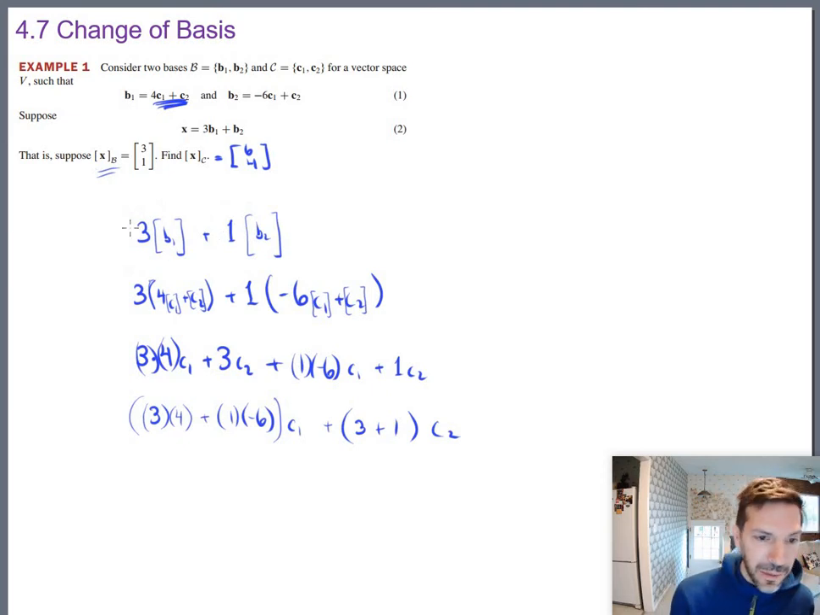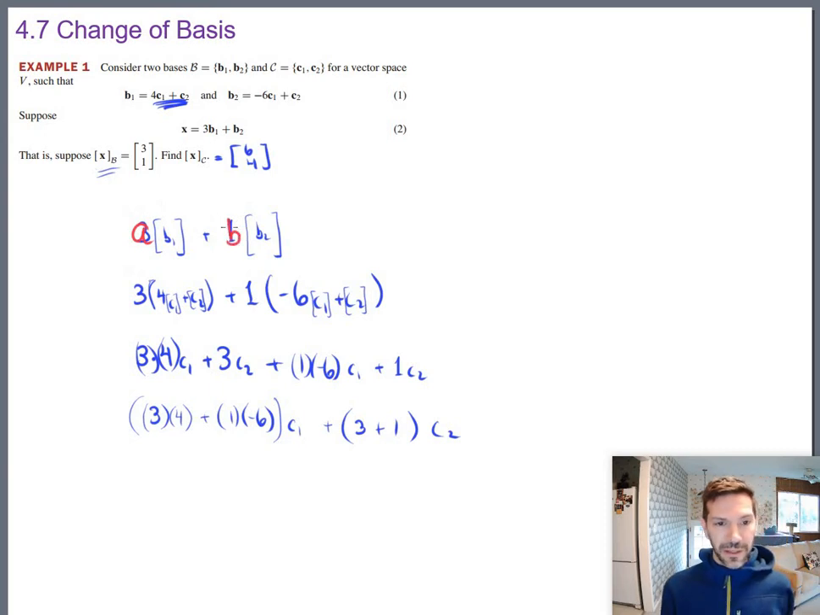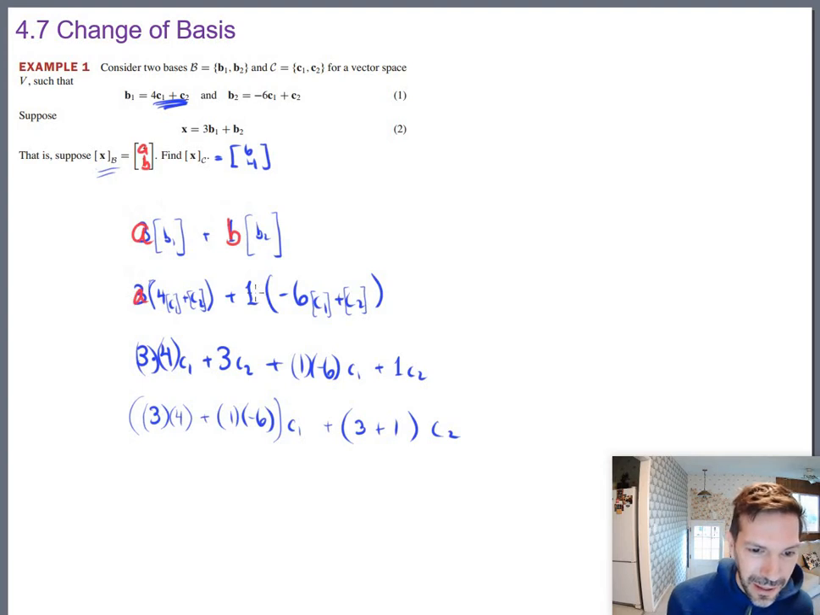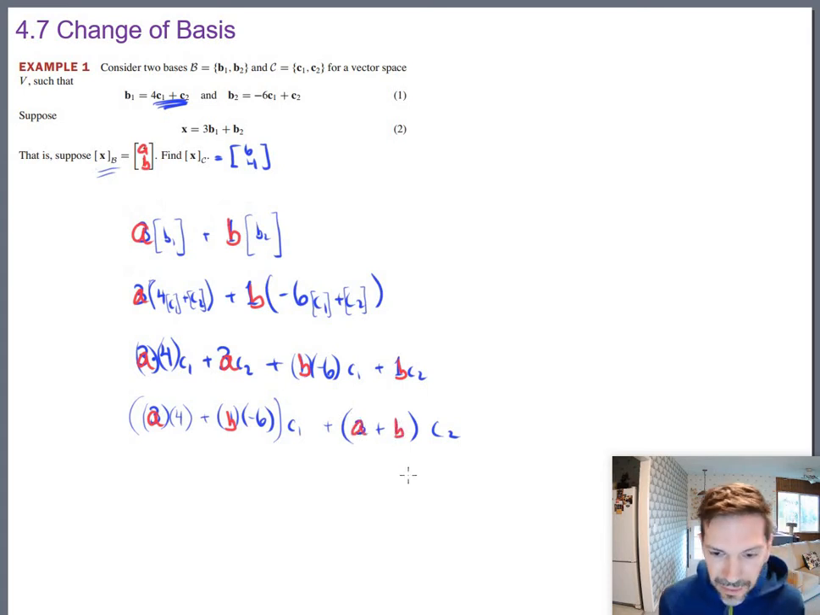Matter of fact, let's kind of rewrite. Let me get messy here. I'm just going to write on top. I'm going to replace the 3 with A and the 1 with B. So just say generic. So suppose the coordinates had been A, B instead of 3, 1. Okay, so let's redo this. Replace that with A, that with B. So that becomes A, B, B. That becomes A, and that was a B. And this was an A, and that was a B.